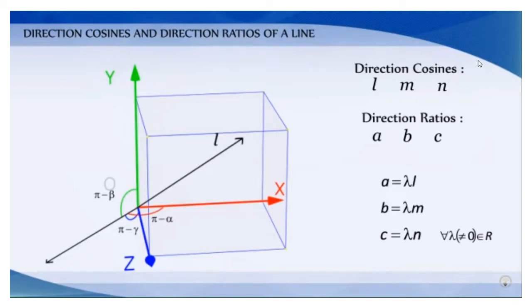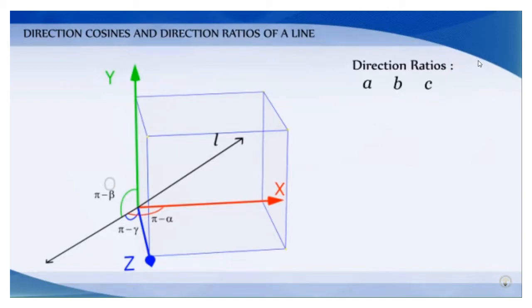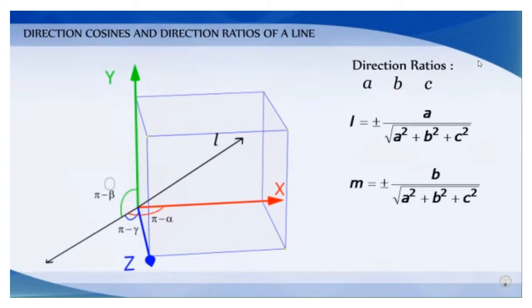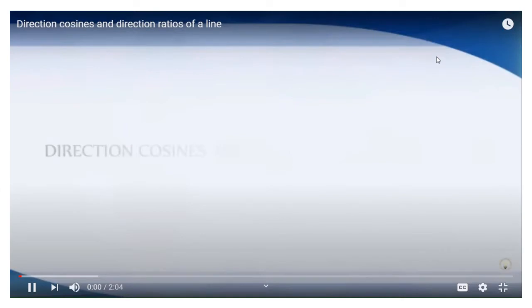If A, B, C are the direction ratios of the line, then its direction cosines are given as L is equal to plus or minus A divided by root over A square plus B square plus C square. M is equal to plus or minus B divided by root over A square plus B square plus C square, and N is equal to plus or minus C divided by root over A square plus B square plus C square.